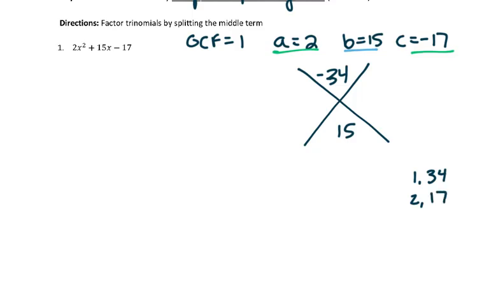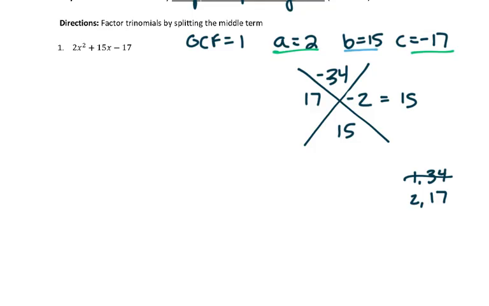Now if the top number is negative, I'm going to subtract these. So 1 minus 34 equals negative 33. But that's not what I want. I want 15. So that is not my combo, and I'm not going to use it. And then I'm going to look at the next combo. So 2 minus 17 is negative 15. Well, that's pretty close. It's negative 15, but I want positive 15. So if you want the opposite sign, all we have to do is do 17 minus 2, rearrange it to get positive 15.